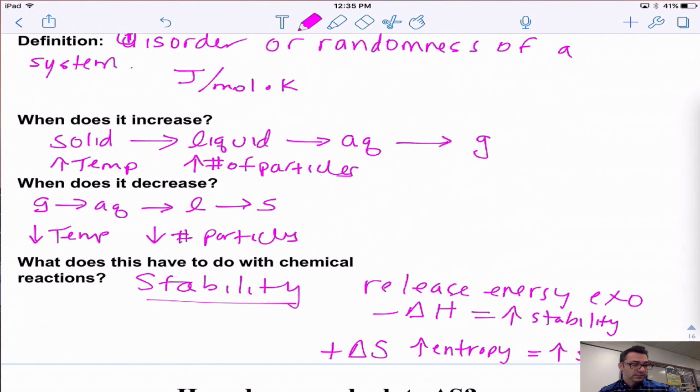But for now, I just want to introduce this to you and give you the idea that entropy exists, the idea of disorder, and that in nature, things tend to move towards an increase in disorder and a decrease in energy.